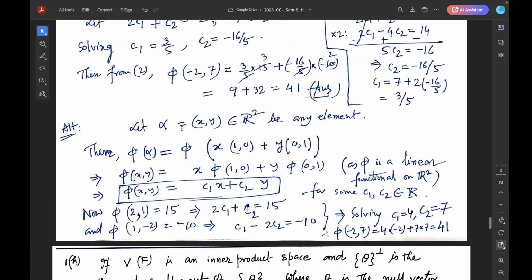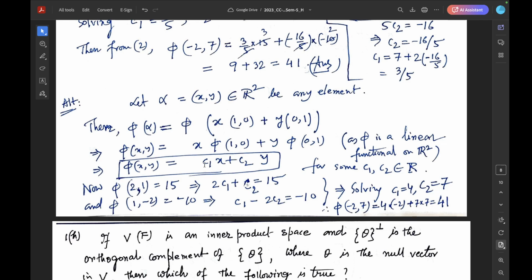Alternate way: let alpha equal (x, y) belongs to R2 be any element. Then phi(alpha) equals phi of (x(1, 0) plus y(0, 1)), using the standard basis of R2. So phi(x, y) equals x times phi(1, 0) plus y times phi(0, 1), because phi is a linear function on R2.